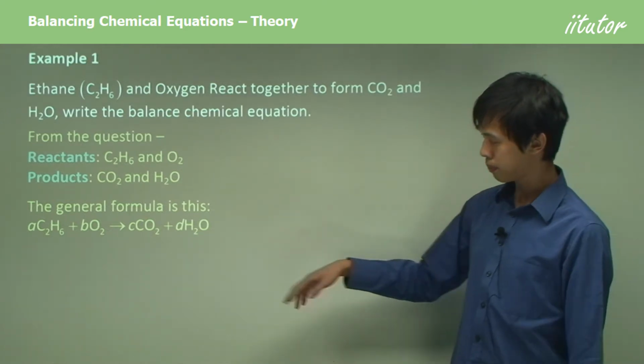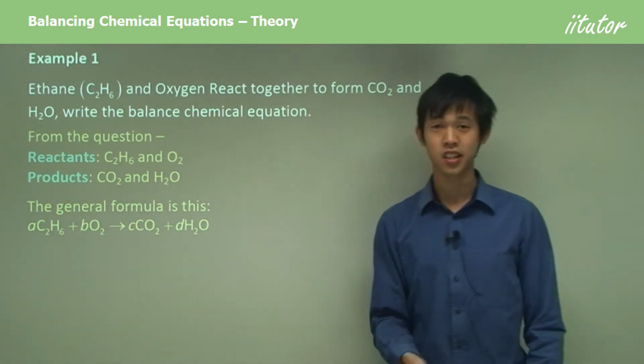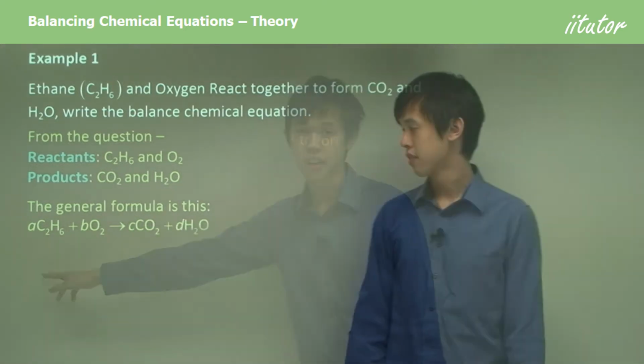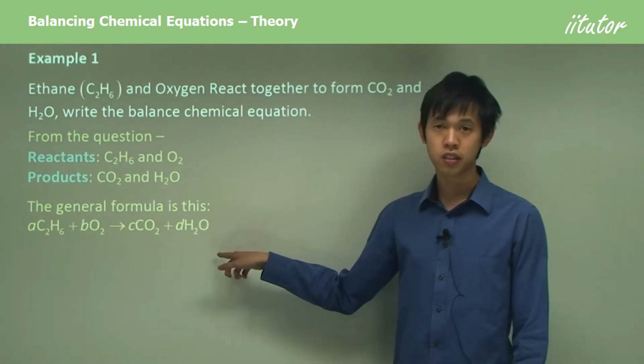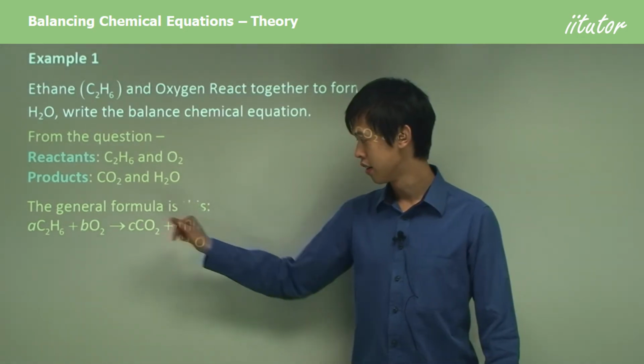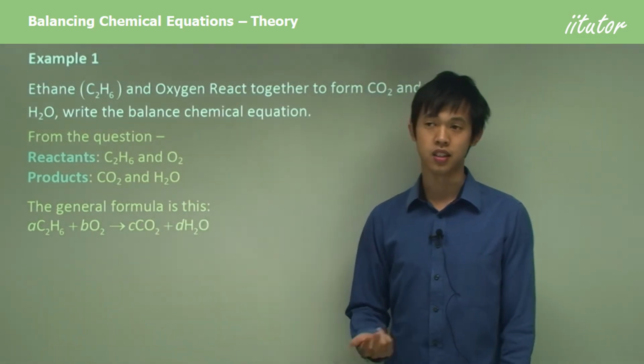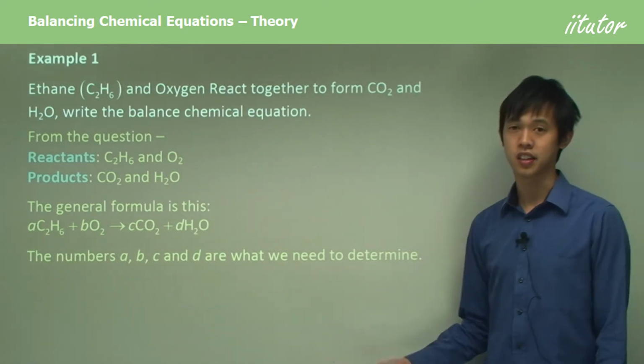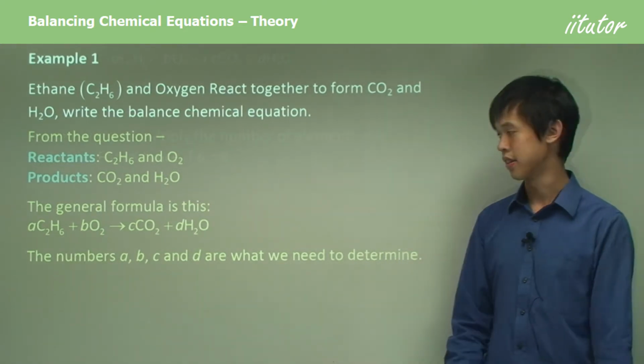Okay. So what these numbers A, B, C, and D mean are just how many of these molecules we need. If I needed 1 H2O molecule and 6 CO2, then C would be 6 and D would be 1. We're looking to find A, B, C, and D. That's the goal of this whole process.